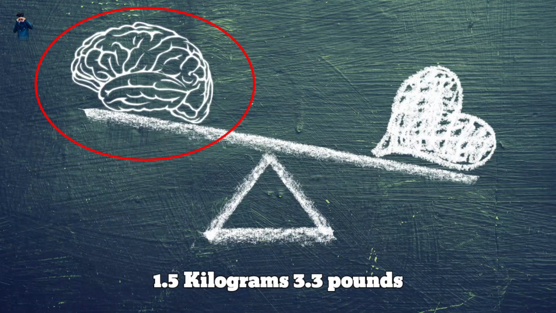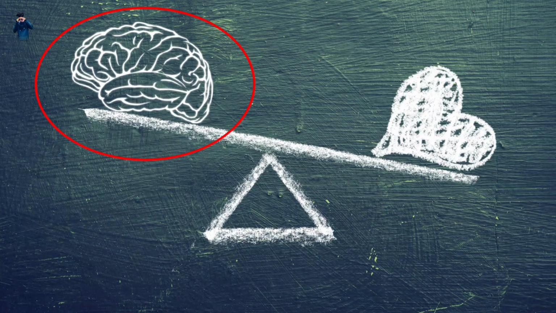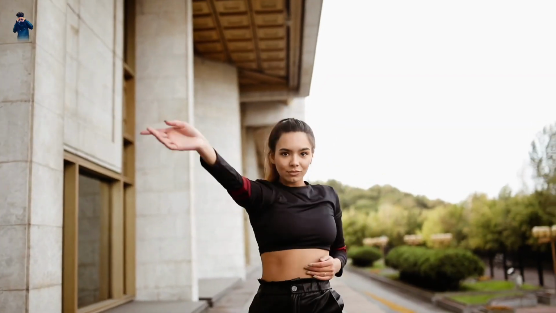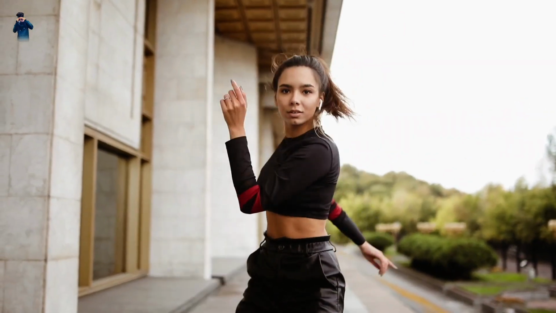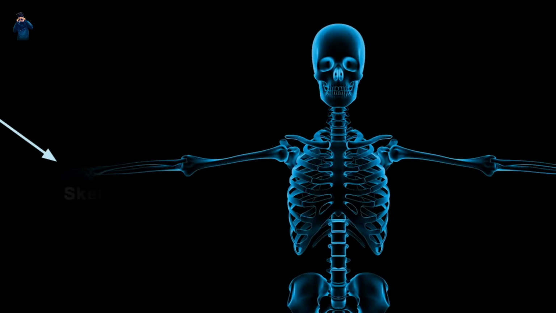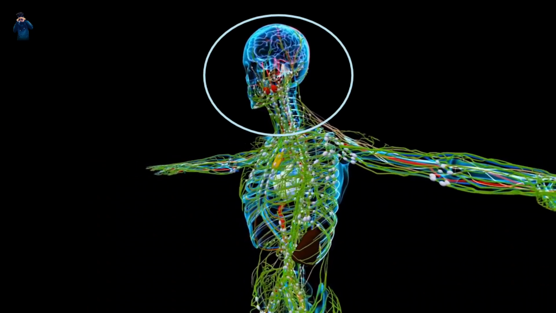Human brain weighs about 1.5 kilograms, 3.3 pounds, and is larger in relation to body size. It is the most complex part of the human body, responsible for controlling thoughts, memory and speech, leg and arm movements, along with many functions within the body. The brain is located inside the cranium. Cranium is the bony covering that protects the brain from external injury.